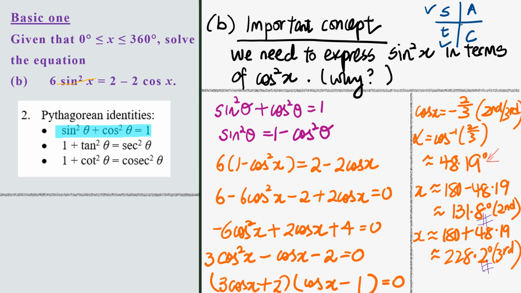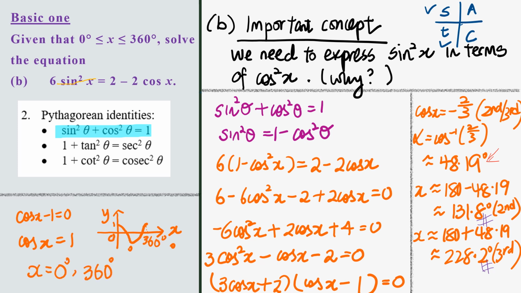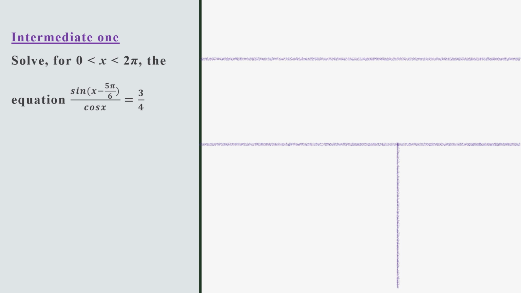What happened to the other value where cos x equals 1? When you have cos x equals 1, I will need you to go back to your cosine curve. To get cos x equals 1, that is when the angle x is 0 degrees or 360 degrees. So for this question, you have 4 answers: 0 degrees, 131.8 degrees, 228.2 degrees, and 360 degrees.